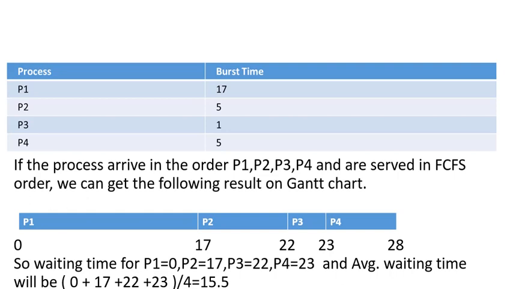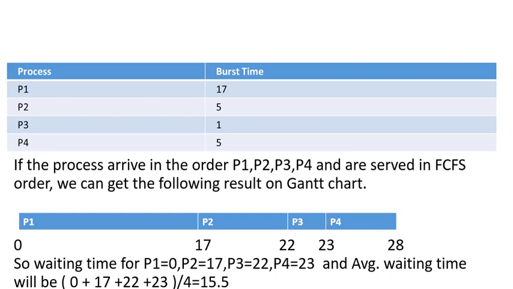So what will the waiting time be? For P1 the waiting time is 0 because it is the first process. For the second process the waiting time is 17 units of time. For the third process the waiting time is 22 units of time, and for the fourth process it is 23 units of time. So the average waiting time will be 0 plus 17 plus 22 plus 23 divided by 4, because there are 4 processes. So the average waiting time will be 15.5.